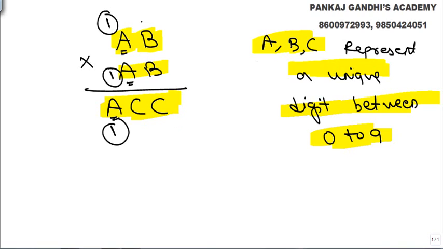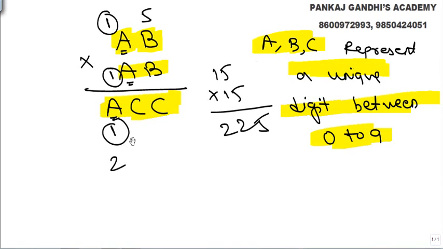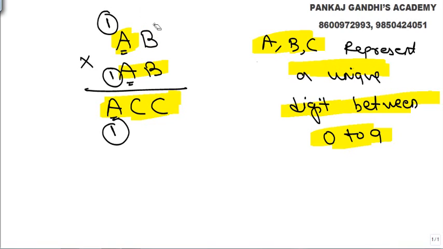It cannot be 11 also, because A and B both cannot be 1. Now AB cannot be 15 or more, because 15 into 15 becomes 225, and then this will become 2. If A is 1, all the A's should be 1. So it has to be less than 15. Let's say we try B is 3. 13 into 13 we will get 169.